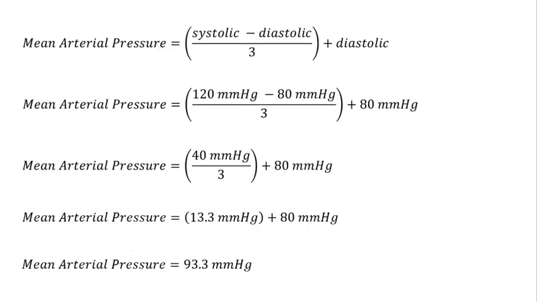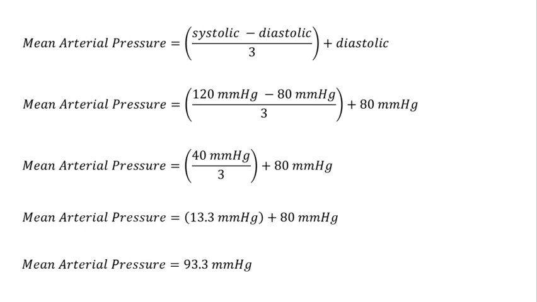The equation for mean arterial pressure is expressed as systolic minus diastolic divided by 3, and then we add diastolic back to that. Taking typical systolic and diastolic blood pressures as our numbers, we insert 120 millimeters of mercury as the systolic pressure and 80 millimeters of mercury as the diastolic pressure.